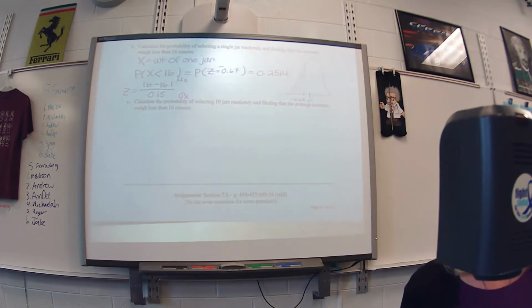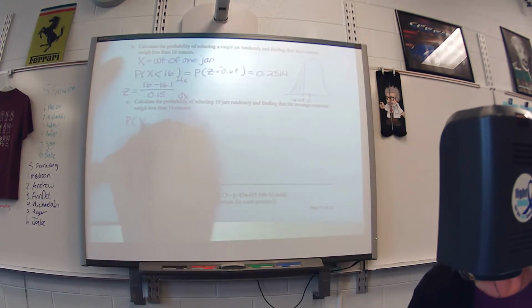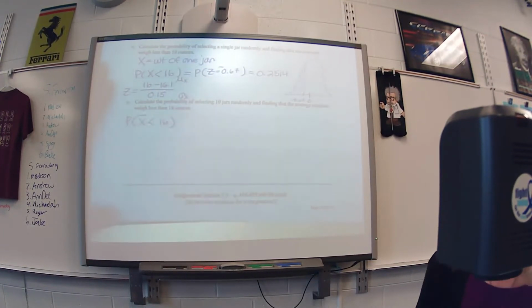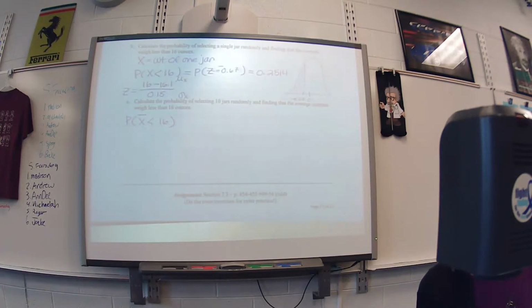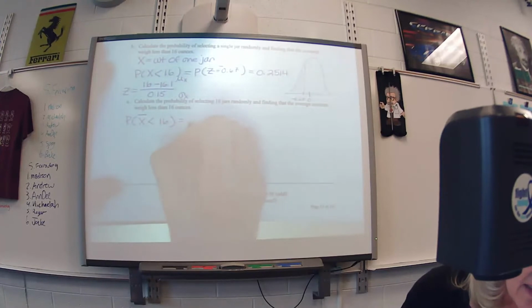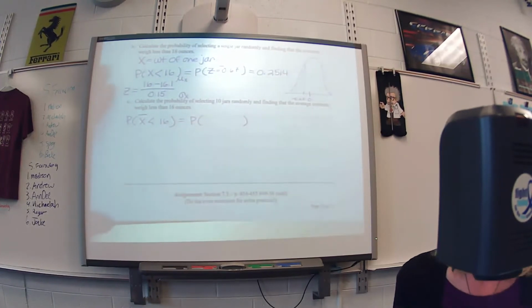Now calculate the probability of selecting 10 jars and finding that the average content weighs less than 16. So now I'm not going to do the probability that x is less than 16. I'm going to do the probability that the average x bar is less than 16. Because the population was a normal distribution, I know the sampling distribution is also approximately normal, so I can still continue with my z-scores here.